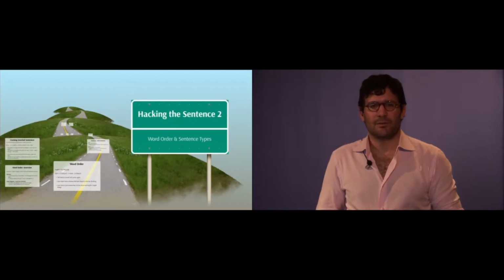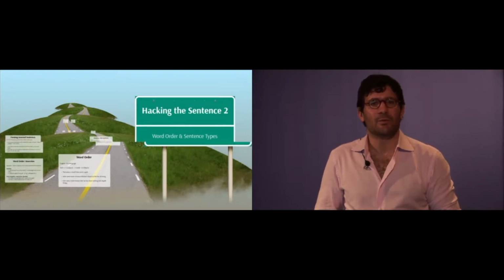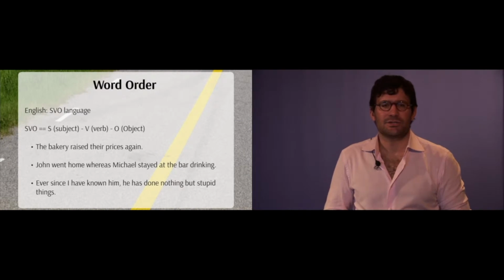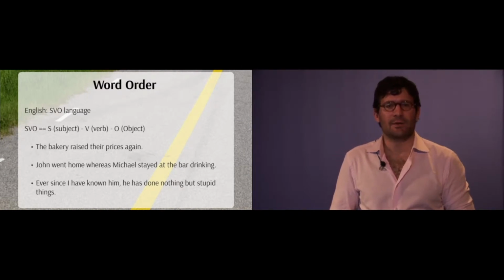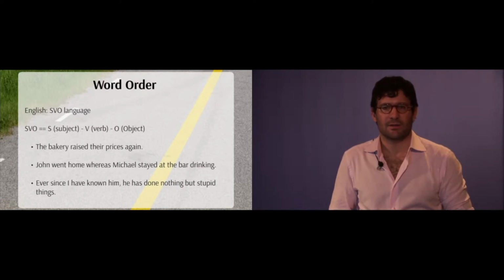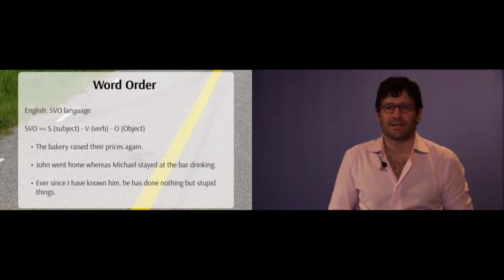Now we're going to take a look at some problems with word order and sentence types. So let's begin with word order. English is generally considered an SVO language. An SVO is the typical word order pattern in English. So S stands for subject, V stands for verb, and O stands for object.